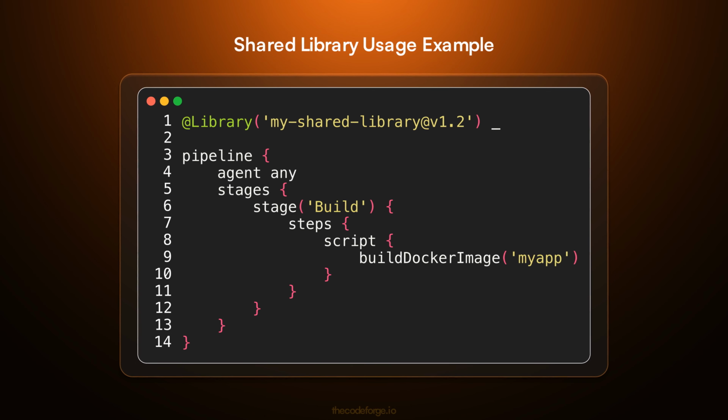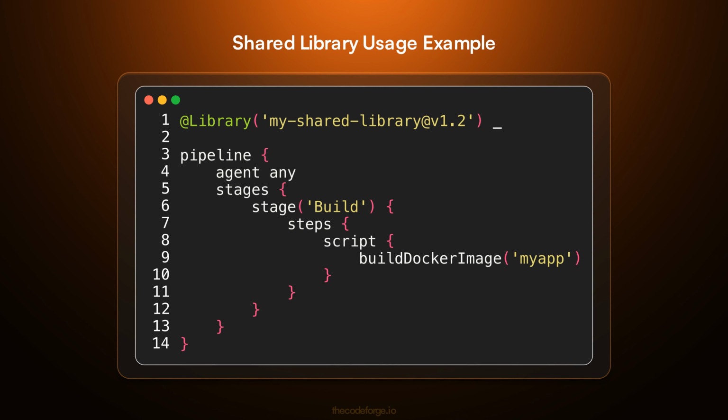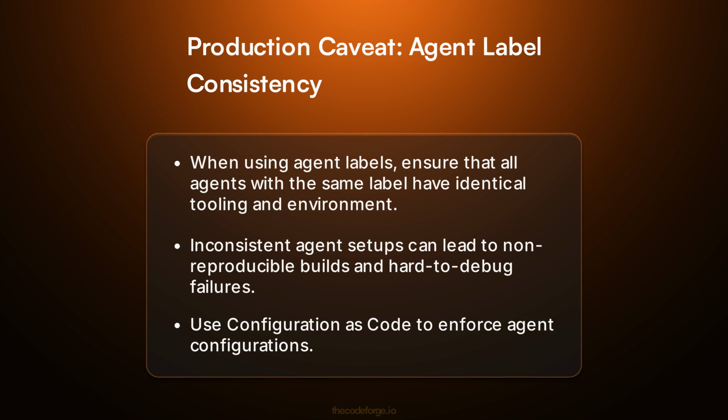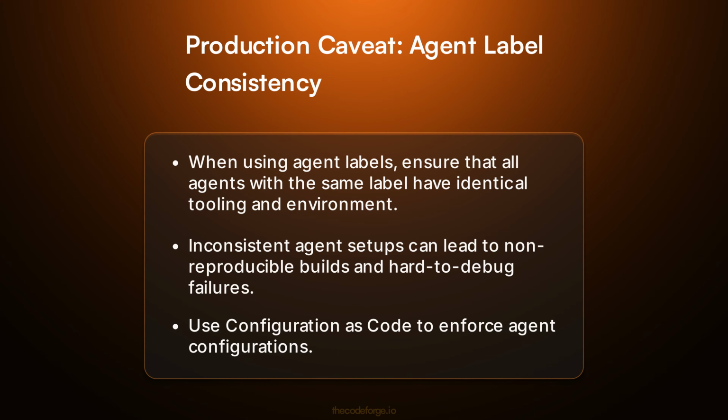The article mentions shared libraries, but doesn't show how to load and use them. Here's a concrete example of loading a shared library and calling a function from it in a declarative pipeline. When using agent labels, ensure that all agents with the same label have identical tooling and environment. Inconsistent agent setups can lead to non-reproducible builds and hard-to-debug failures. Use configuration as code to enforce agent configurations.